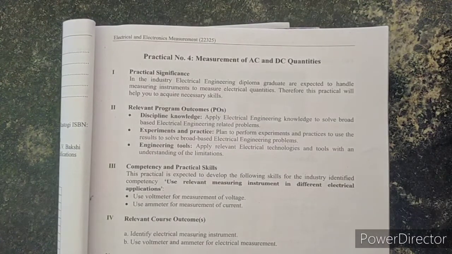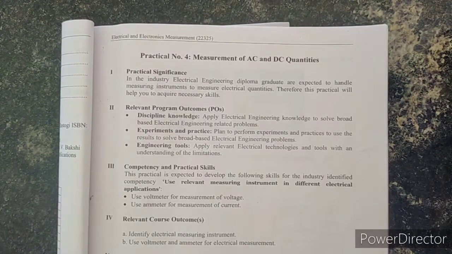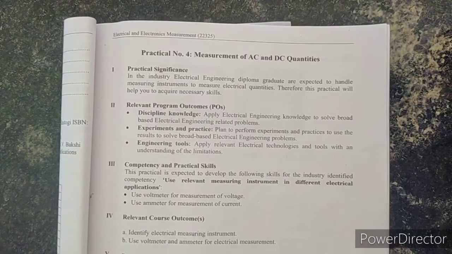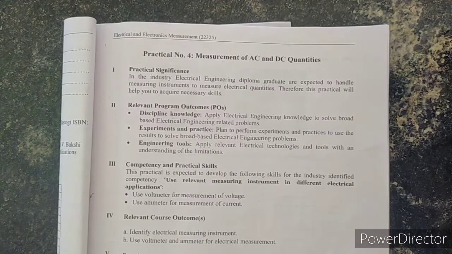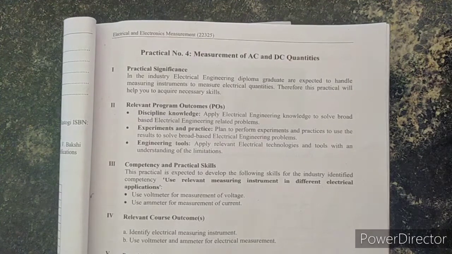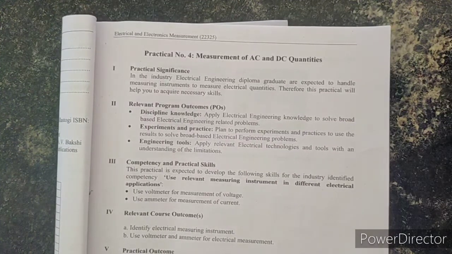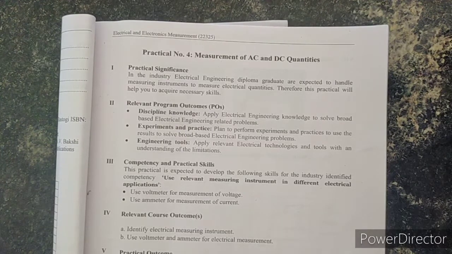Hello students, today we will see the next practical of the electrical and electronics measurement subject. The aim of the practical is measurement of AC and DC quantities. In this practical we have to measure both types of parameters: in AC, that is alternating quantities, and in DC, that means direct quantities or direct currents. We have to measure AC voltage, AC current, DC voltage and DC current.